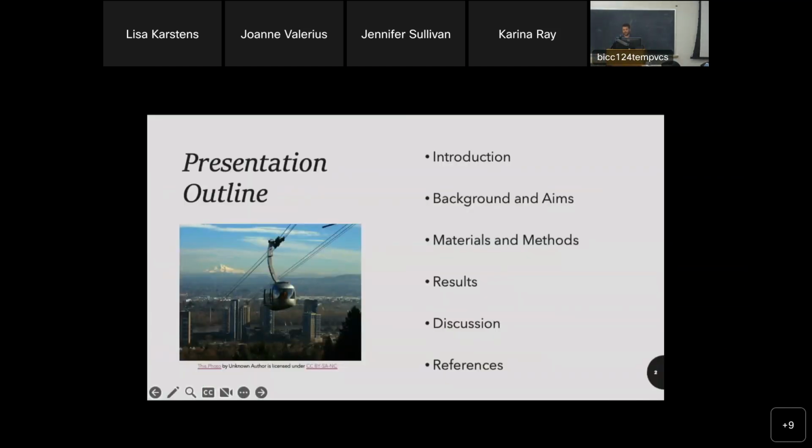Here's a brief outline of what I'm going to go through in today's presentation. I'll start with an introduction to the gut microbiome and then address some background and aims for this specific project, go over the materials and methods that were used, and then talk about results and discuss those results.